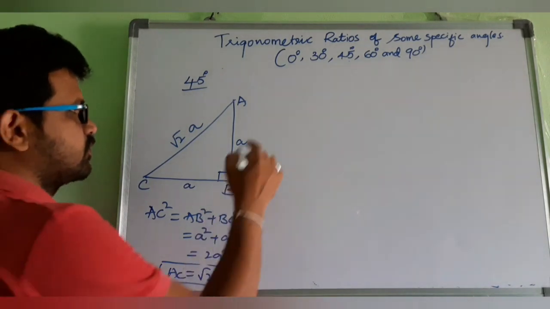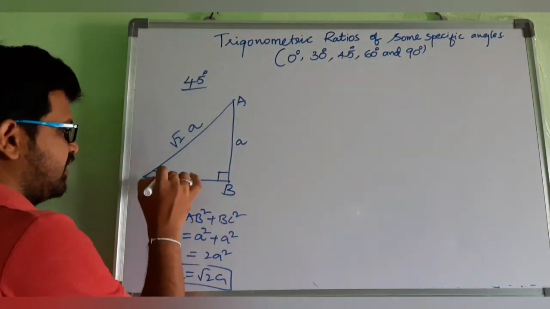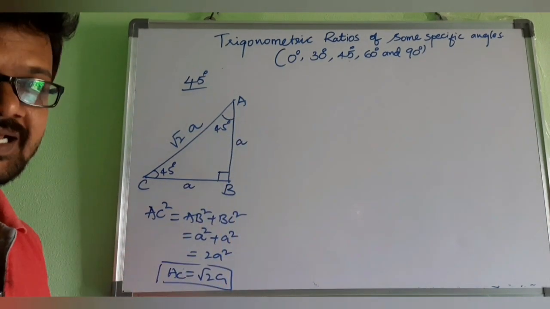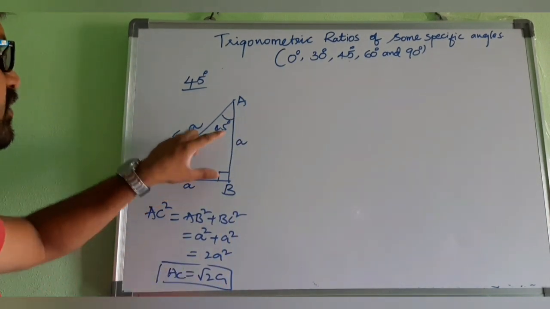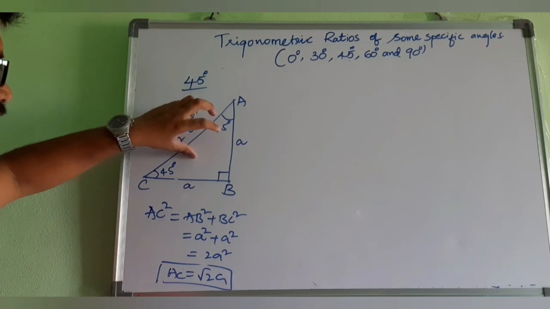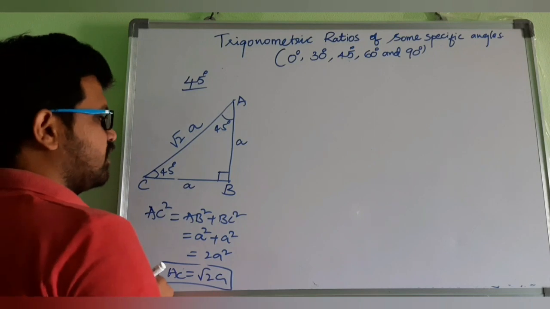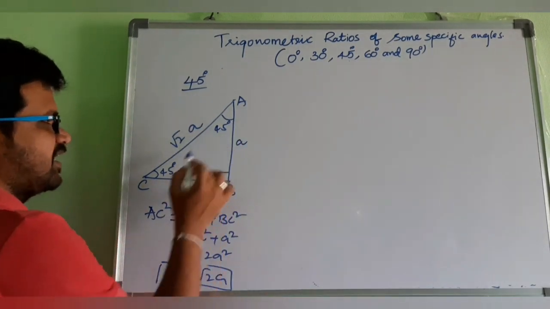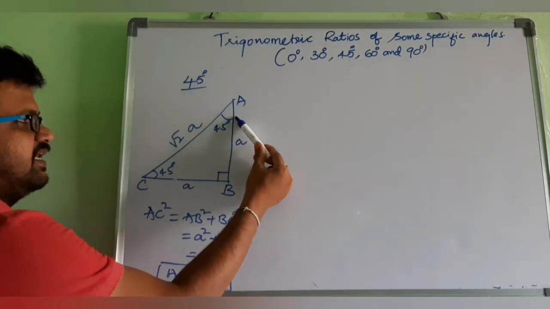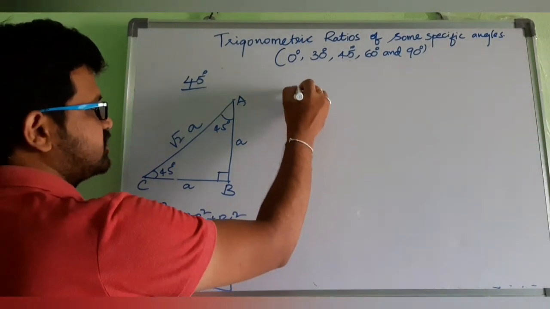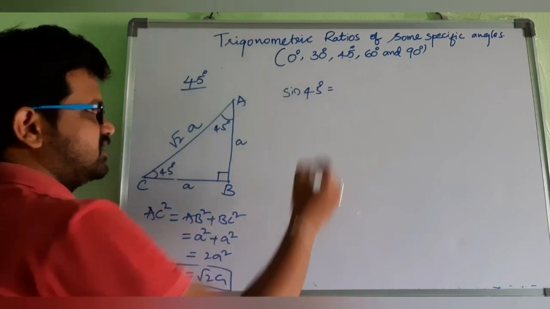So now, this is 45 degrees and 45 degrees. Right angled isosceles triangle means two angles are equal, then the opposite sides also must be equal. 45, 45, this is 90. So now both angles are equal, so you can take angle A or angle C. So sin 45 degrees. What is the sin ratio?